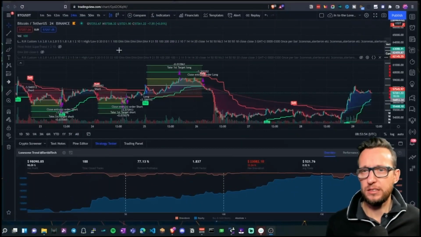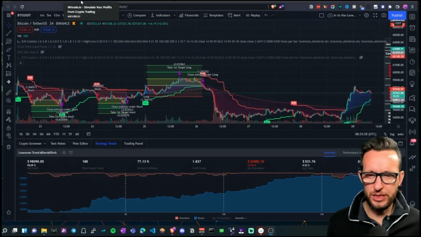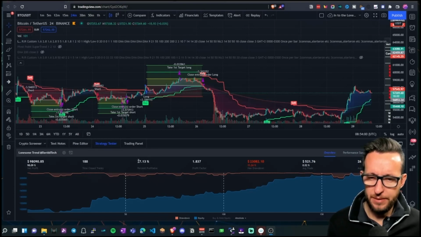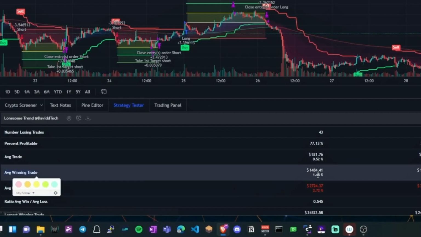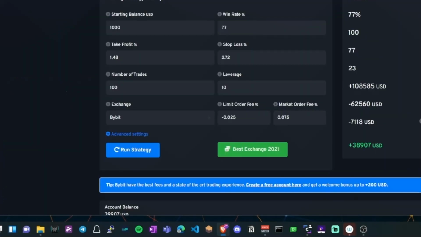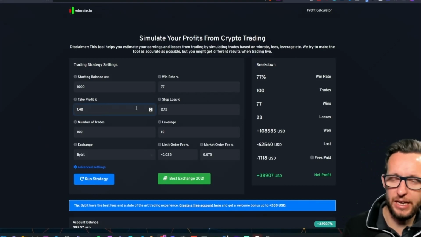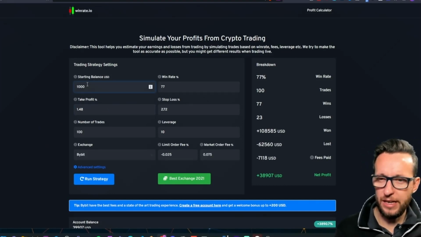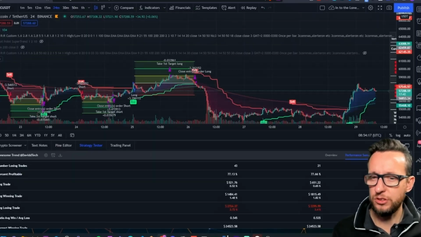Okay, just for a last test, I've gone to winrate.io to see whether this is tradable. I've taken the 77% profitable trades here, and then the average winning trade here, which is 1.4, and then the average losing trade, which is 2.7. So a much higher stop loss than the actual take profit. Exactly here. Then we've added a $1,000 balance.